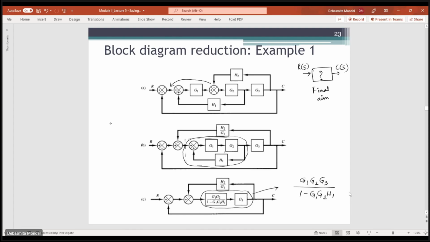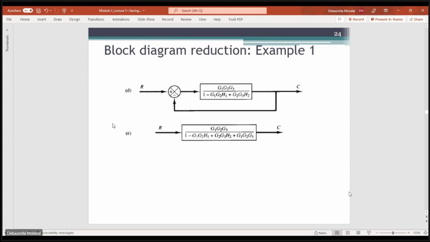Once you have this block, you see that this is actually a negative feedback loop, so you can simplify this negative feedback loop also. This is your feedback path and this is your forward path for this loop. You simplify and the simplified version is G1 G2 G3 divided by 1 minus G1 G2 H1 plus G2 G3 H2. Now again this is a negative feedback loop, and you can write the transfer function of this negative feedback loop, and this will give you an expression like this.